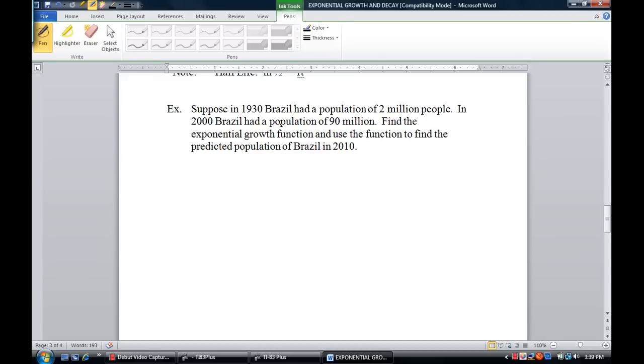Now here's the thing. The formula we're going to use is P equals P sub 0 e to the kt. As of right now, we know that the initial amount, 2 million people, is our P sub 0. I'm going to use all the zeros just to be safe. And our final amount for this first information in the year 2000, there were 90 million.